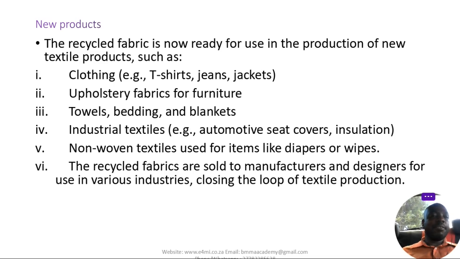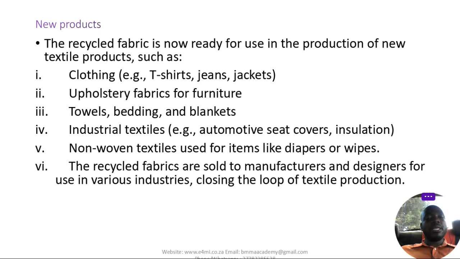So now that you have the fabric from the weaving machine, what is going to come out is what we call a fabric, a piece of cloth that is now ready for use in the production of new textile products. You can use it in making new clothing like t-shirts, jeans, jackets, or upholstery fabrics for furniture. You can make towels or bedding and blankets, and industrial textiles like automotive seat covers, insulation, etc. You can also use it in making non-woven textiles such as diapers, wipes, or even sanitary pads.